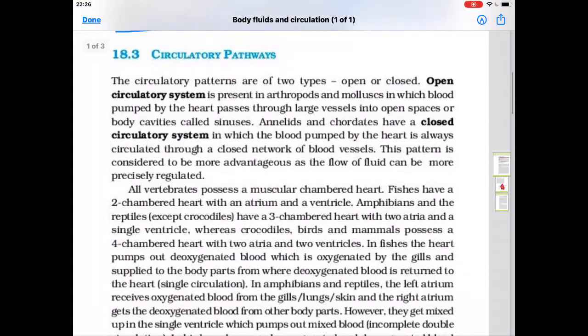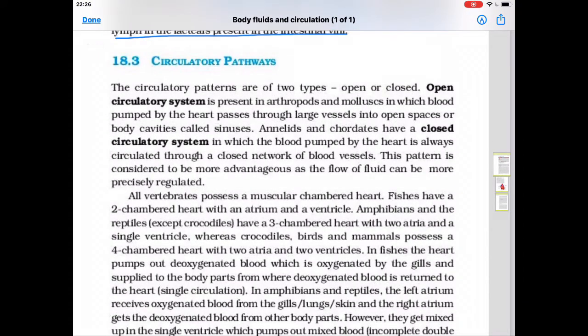Next topic is circulatory pathways. The circulatory patterns are of two types, open and closed. Open circulatory system means in which the blood does not flow in the blood vessels. So blood is present in the cavities only, in the open space, that is open circulatory system. And in case of closed circulatory system, the blood flows through the blood vessels. This is the main difference.